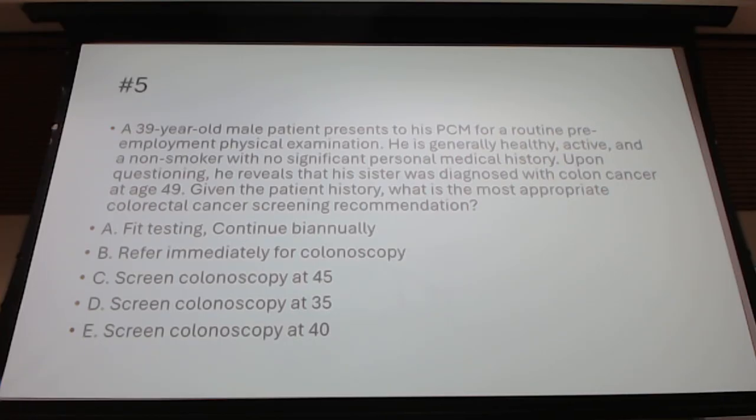So first degree relative at the age of 49. What should we do? He's 10 years younger, first degree relative. That's D. Pronto. Pronto.